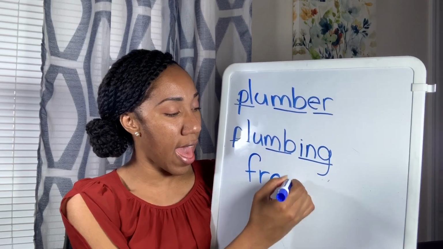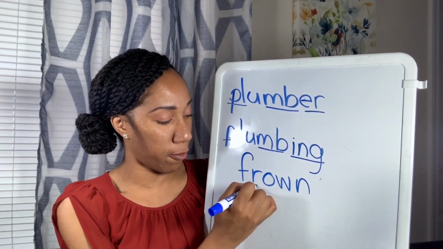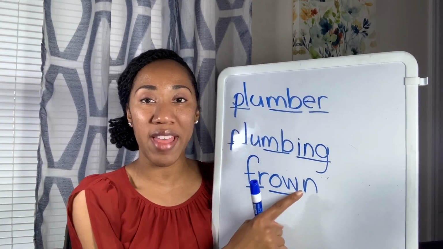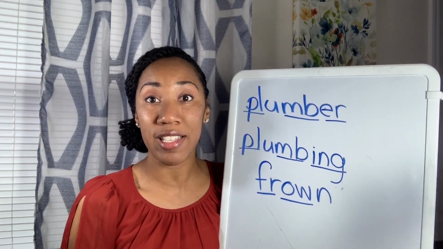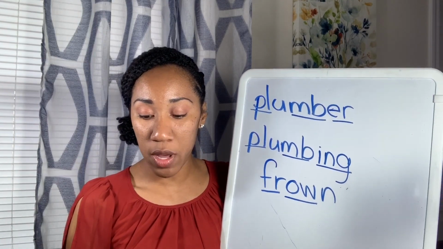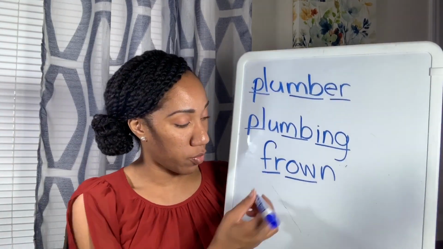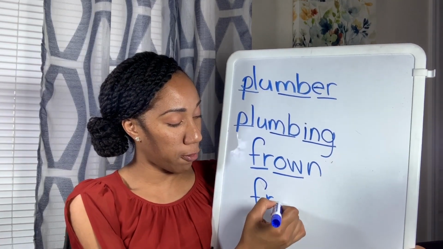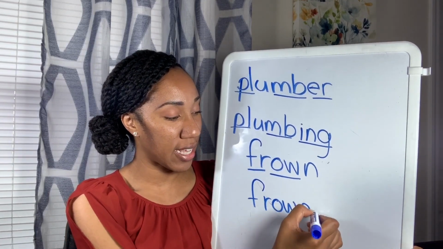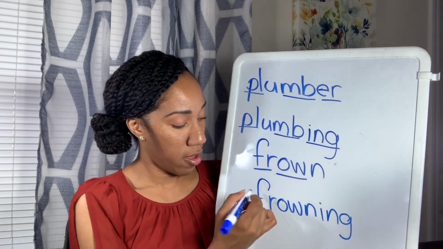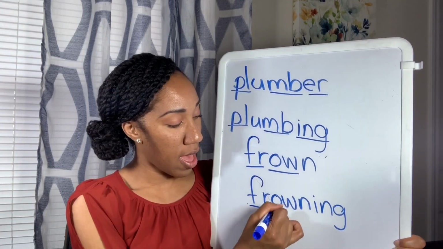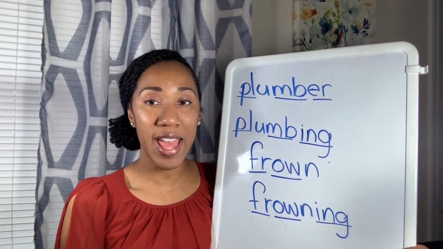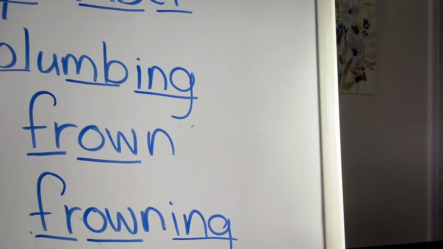F-R, ow, we had fr at the beginning, F-R, ow, spelled O-W, and then N at the end of the word. The last one was the verb frowning. Okay, a frown is an action word. It's something you can do. Frowning. Okay, F-R, ow, O-W, ing, I-N-G. That's what you should have.